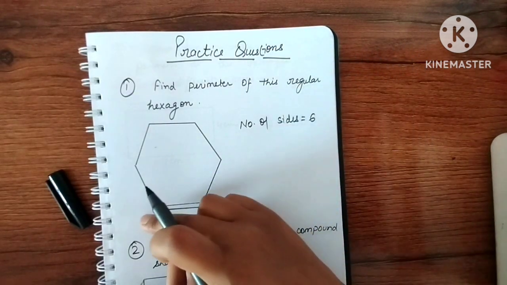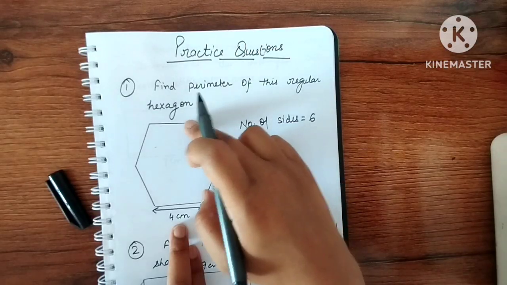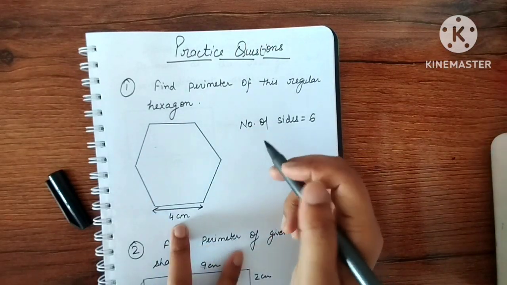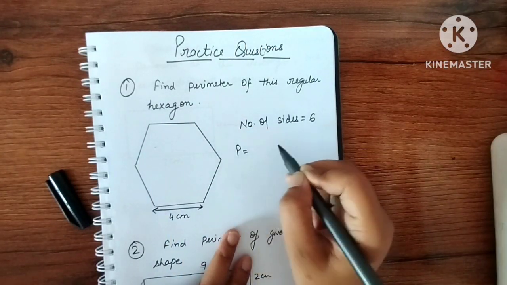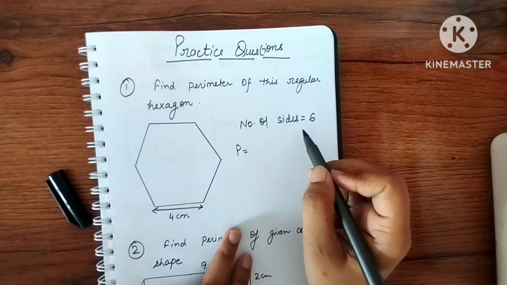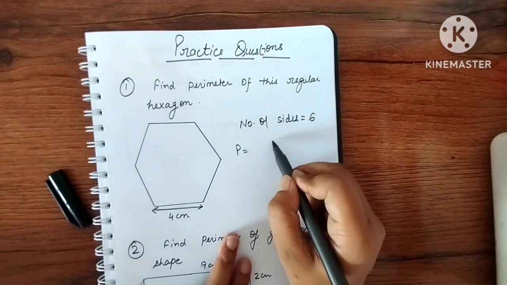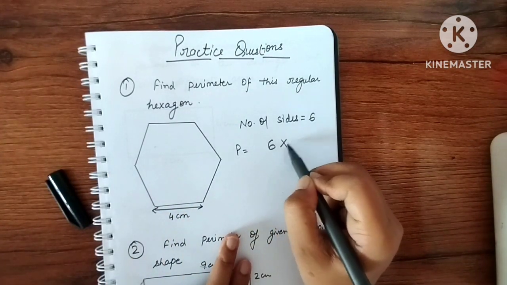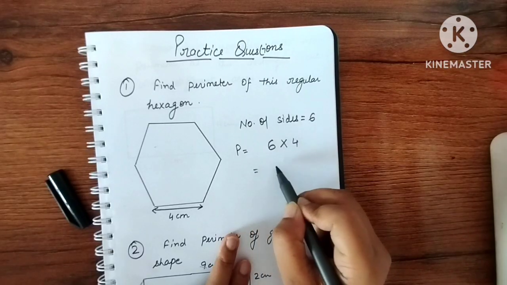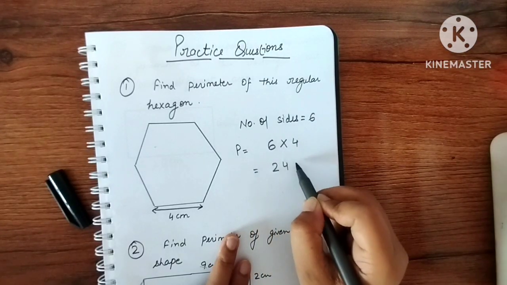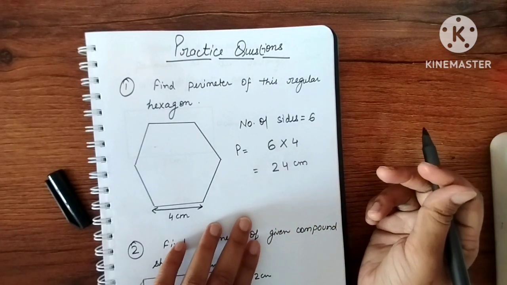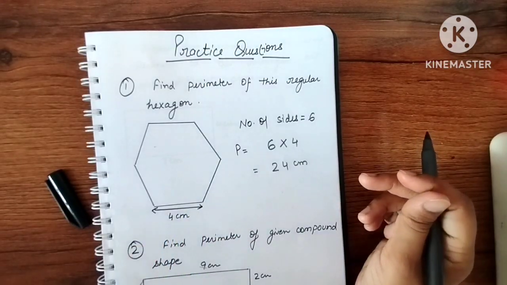And what is the perimeter? Perimeter is the sum of all sides. So what will be the perimeter? Either you add 4 6 times, or what you can do, just multiply 6 with the 4. So your answer is 24 centimeter. This is your perimeter of this regular hexagon.